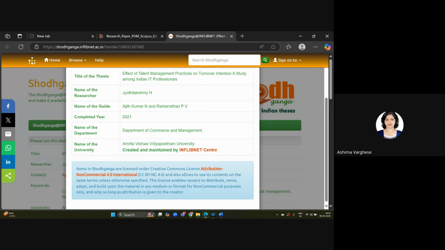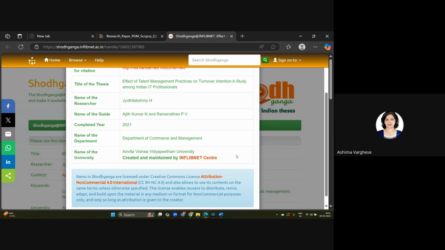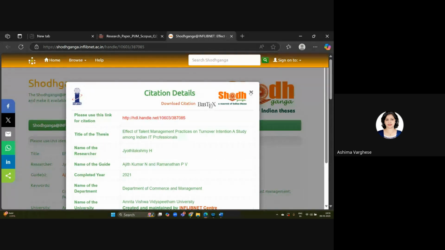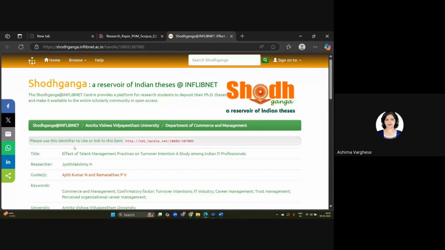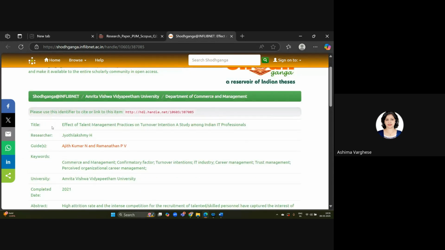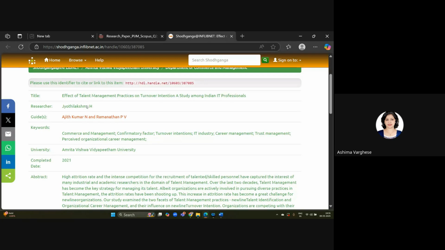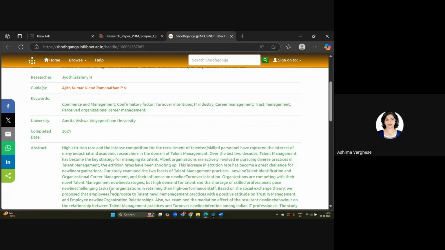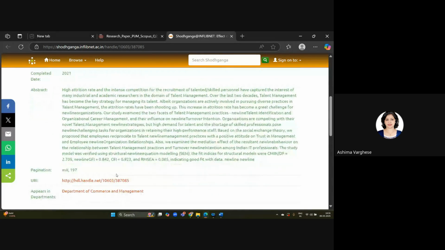So this is a licensed one. It has a non-commercial Creative Commons license and attribution. You can do the citation as well. Apart from this, if you want to download your model thesis, you are supposed to type this handle number, and if you scroll down you will get the abstract. Just go through the abstract. If it is useful to you, you can download this.